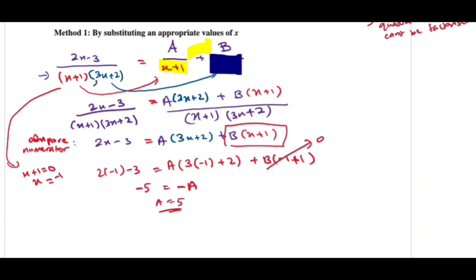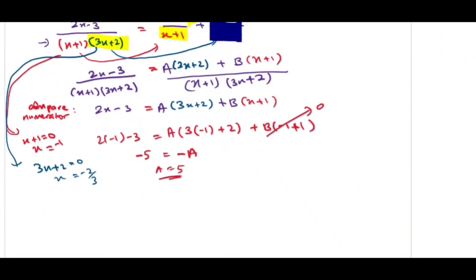Next, what's the best choice of your x? If you want to follow the same method, just now we have looked at one of the linear factors of the denominator, which is x plus 1. Now we should look at the other denominator, which is 3x plus 2. So we can just take that, 3x plus 2, equate it to 0, and x is equal to negative 2 over 3.